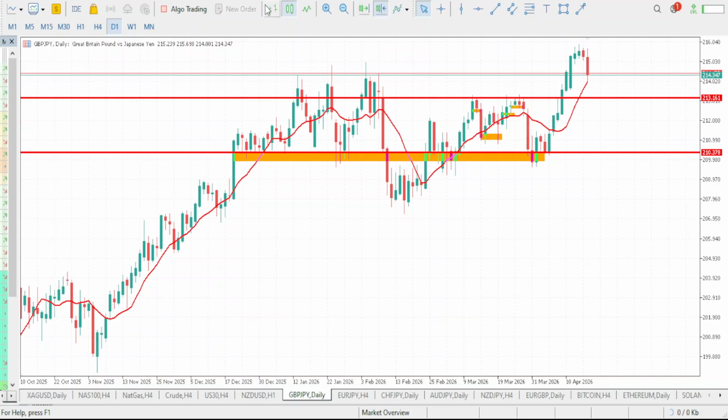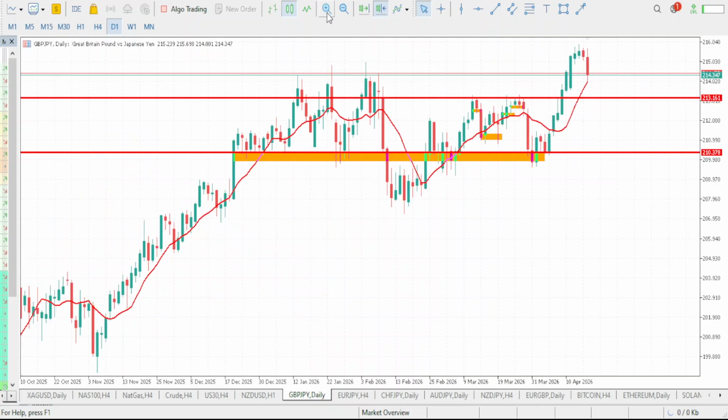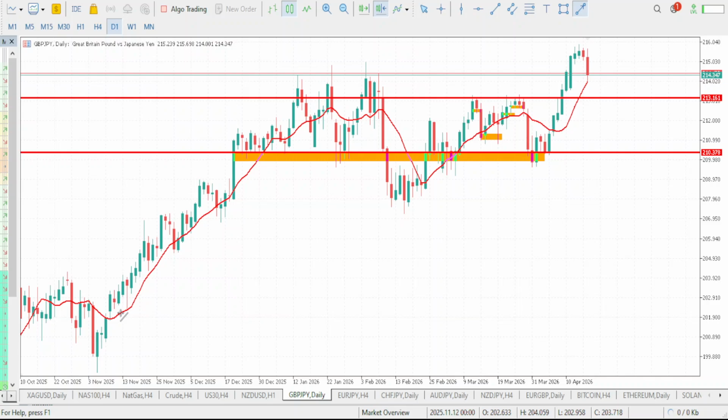Now let's start with our trend on GBPJPY. Remember, before you take a trade, you need to know what the trend is. Second, you need to trade with the trend. What can we say our GBPJPY trend is? It is very clear that we are in an uptrend move. GBPJPY is in an uptrend move.